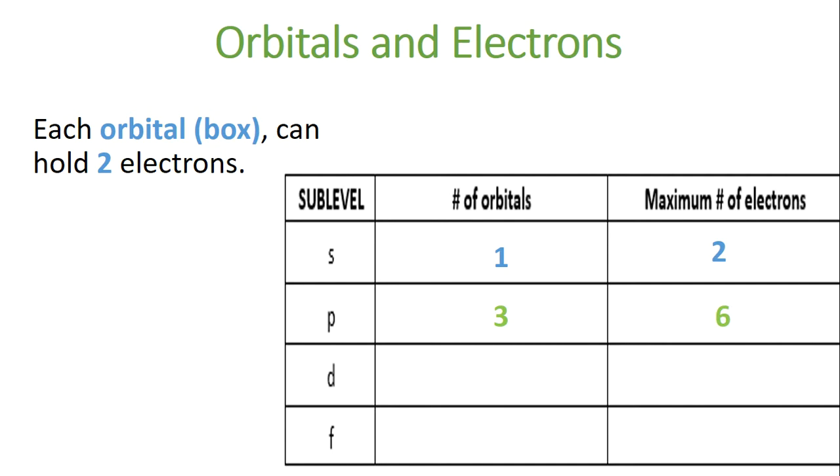The D sublevel, you know from the periodic table, there's 10 elements across, so it holds 10 electrons. So the number of orbitals that must be present then is 5, half of 10. And the F orbital, from the periodic table, you can count across 14 elements in the F section of the periodic table, and hence that needs 7 orbitals.